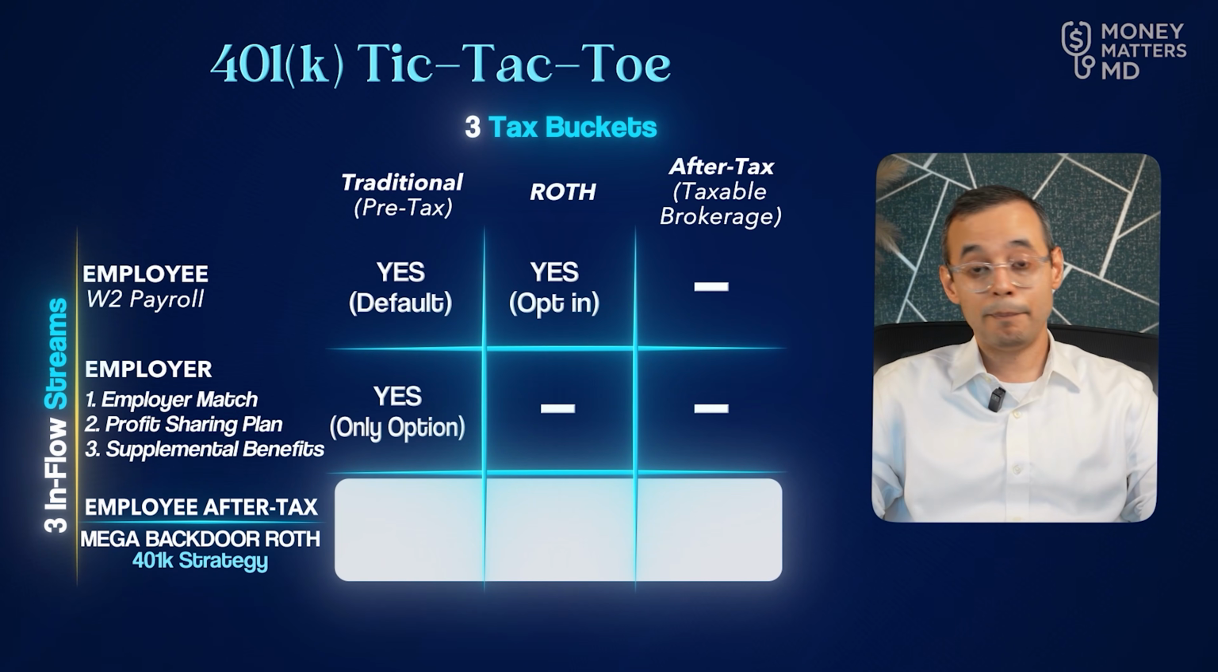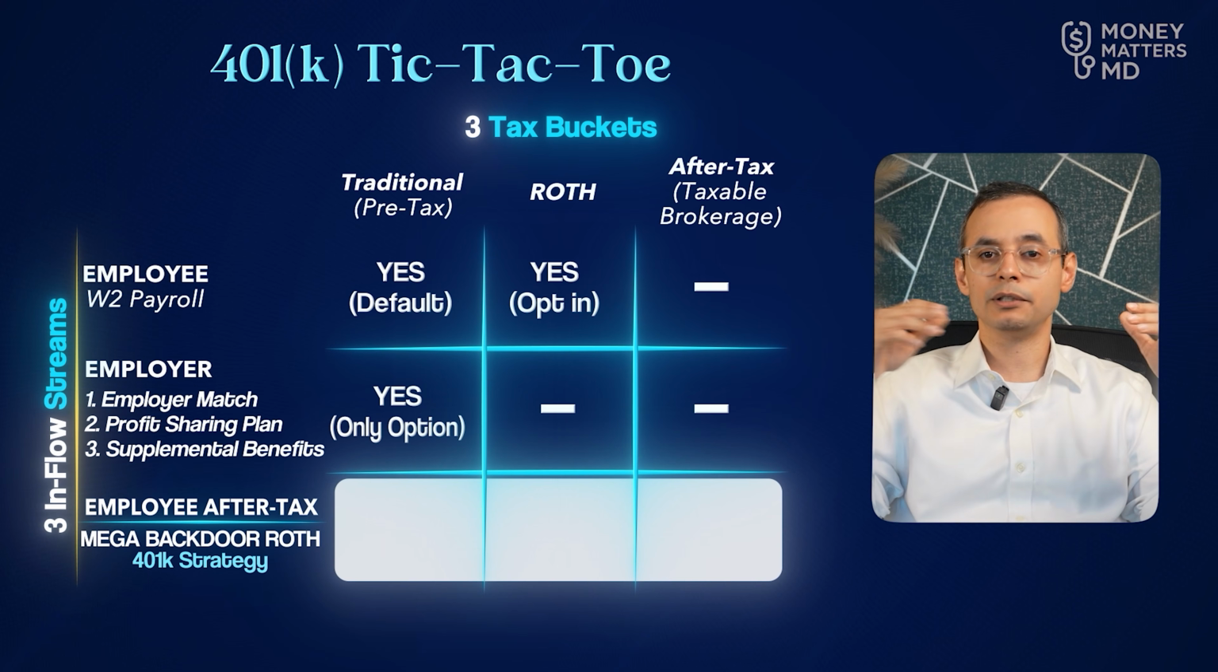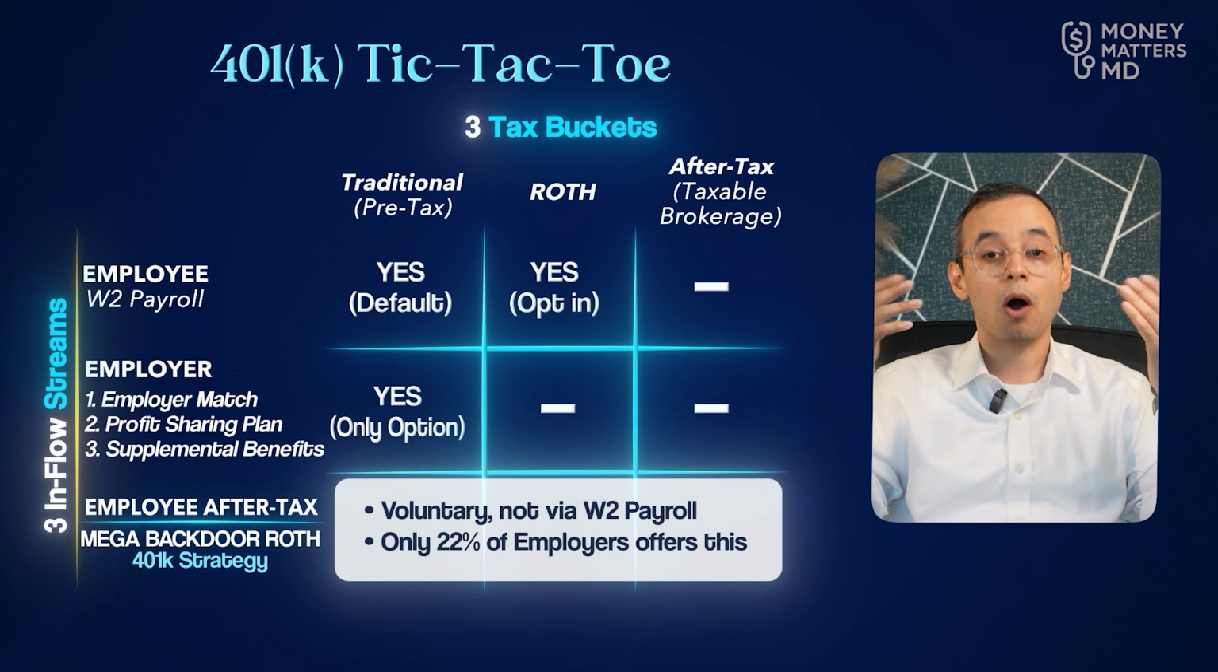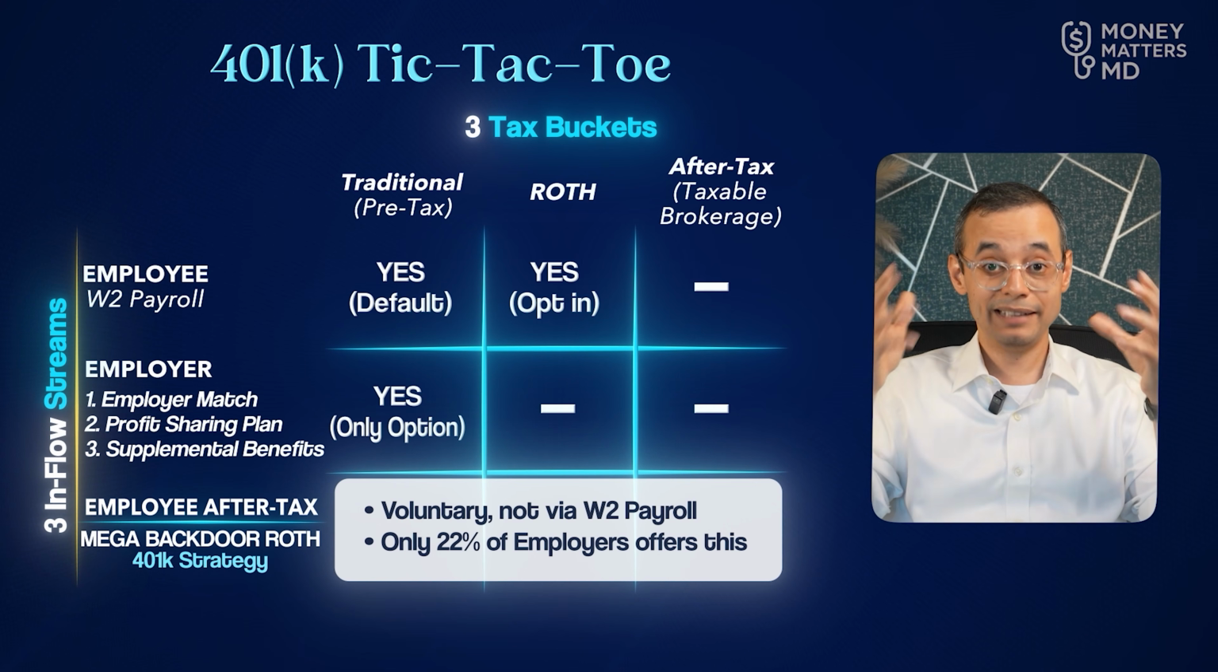So now comes the big daddy. This is the Mega Backdoor Roth 401k strategy. Again, most people will not have access to this strategy because only 22% of employers even offer the after-tax bucket. But folks who have access to it, that's amazing for you guys.